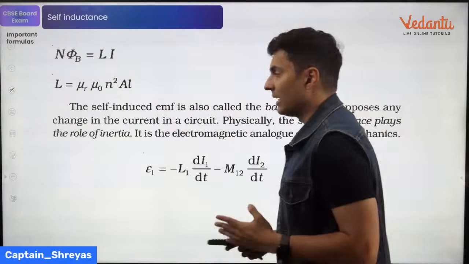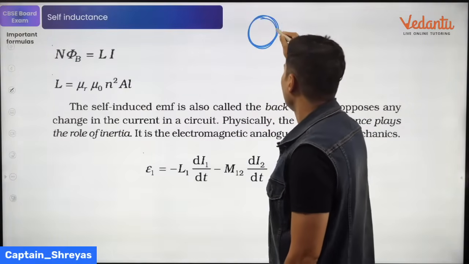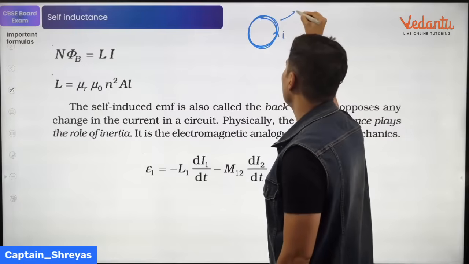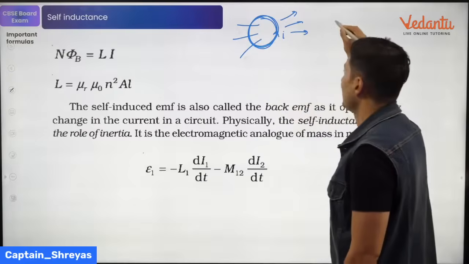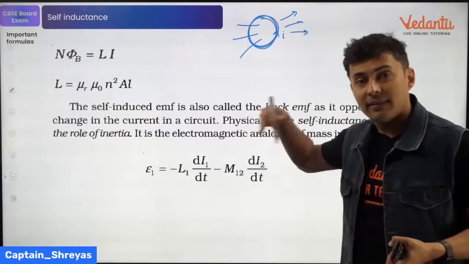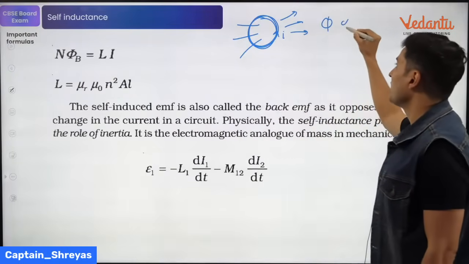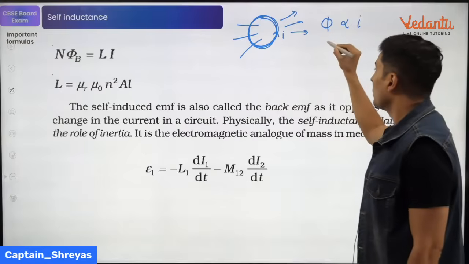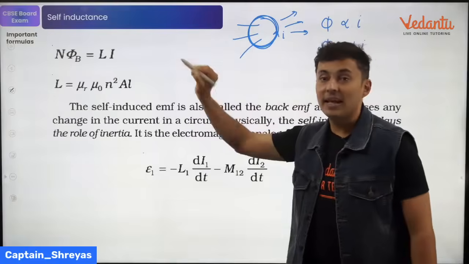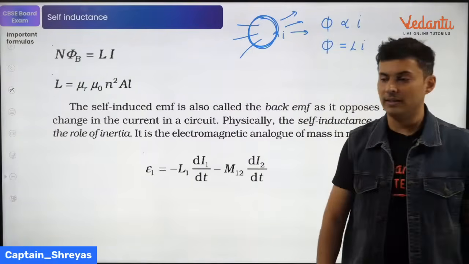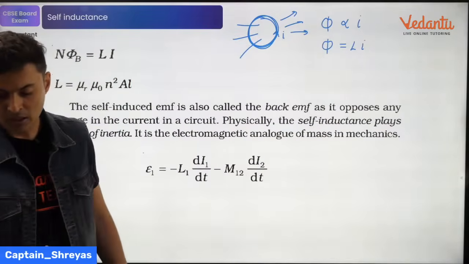Now going back to self-inductance. Like I said, in self-inductance you just have one coil, and in that coil there will be some current, and some magnetic field produced by it. The changes in the current in that coil affect the coil itself. So here, the flux in that coil is proportional to the current. That constant of proportionality, L, is called the self-inductance of the coil. I hope this is clear.